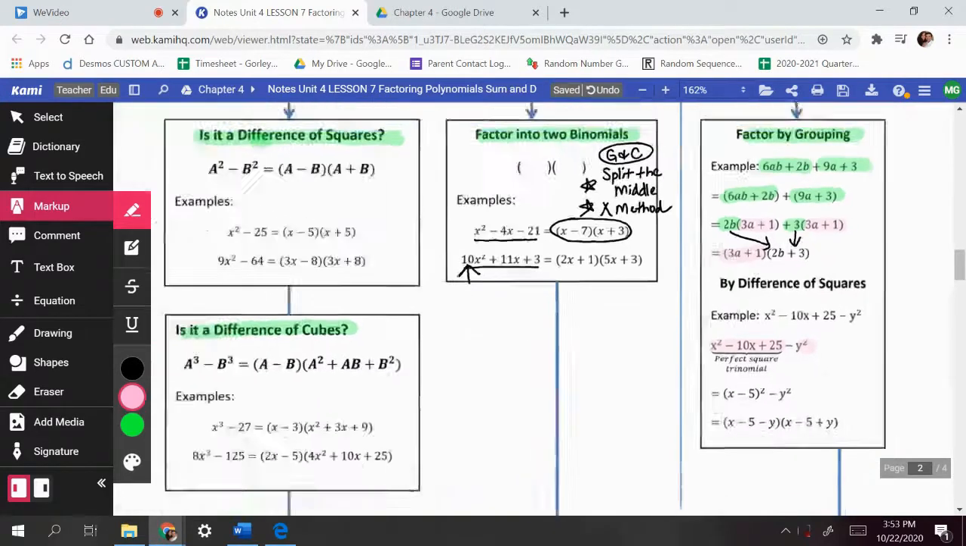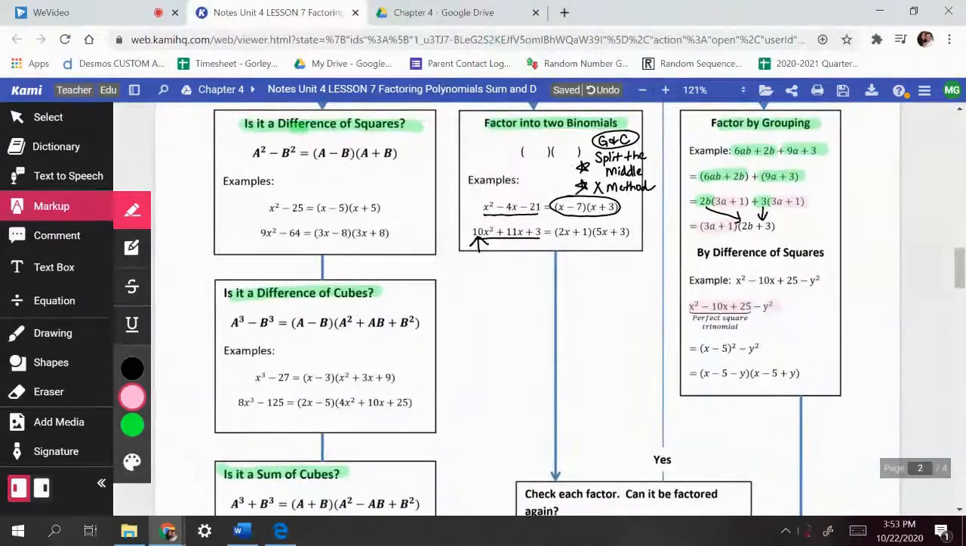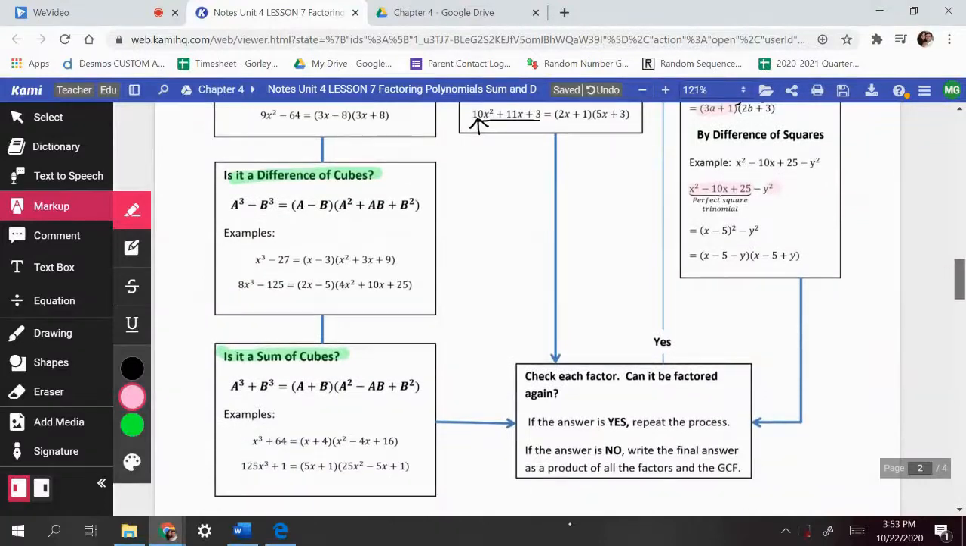If you did not watch the enrichment video, feel free to go back and watch that, okay? But that is a challenge to do factoring by grouping with a difference of squares.